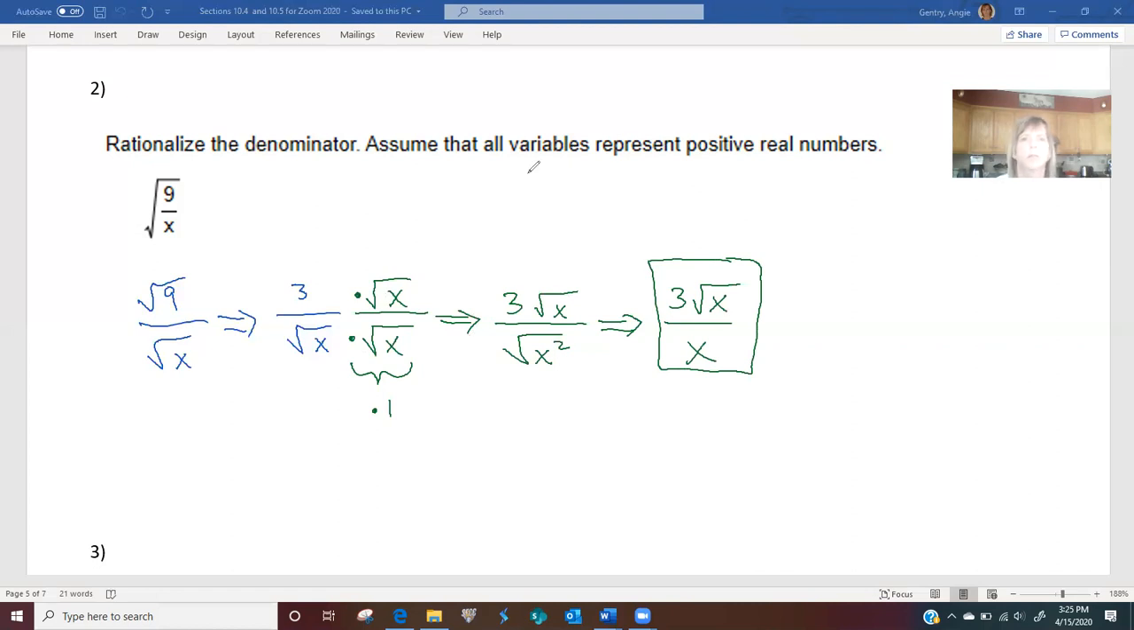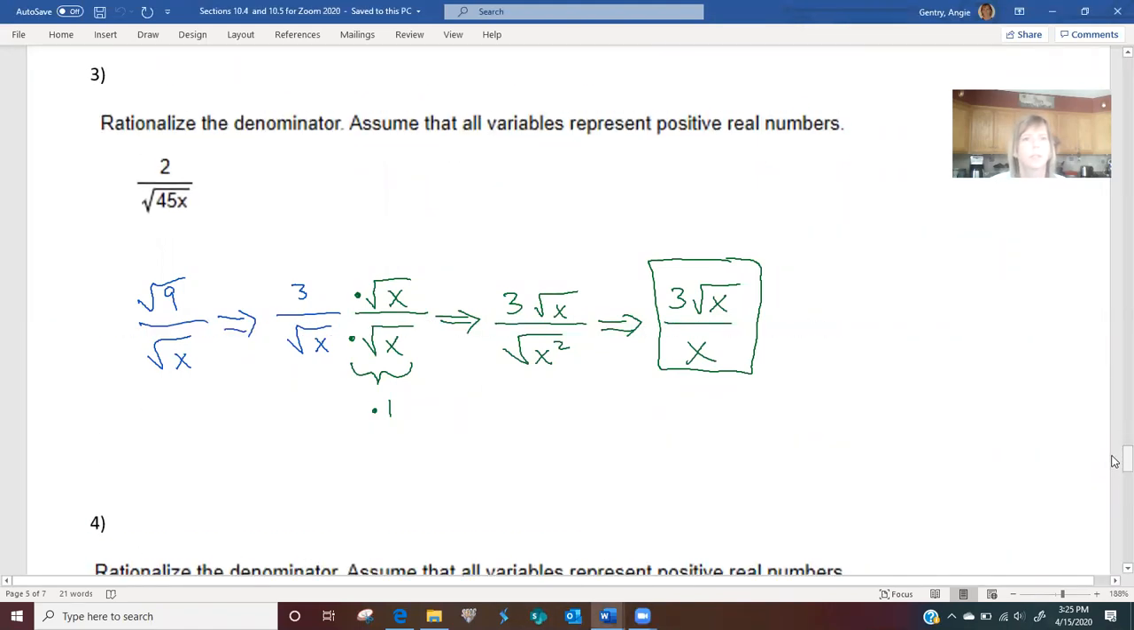Okay, let's keep going. So that's just rationalize the denominator. And yes, assume that all variables represent positive real numbers. We're not going to worry about absolute values right now. So let's look at the next one.